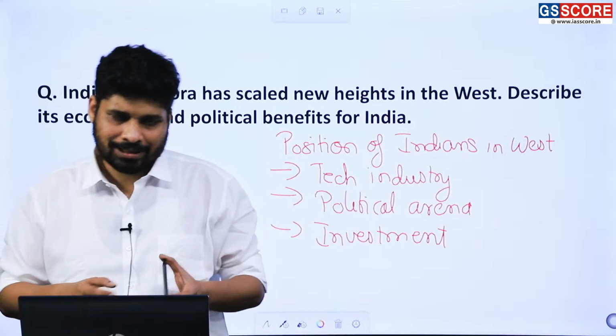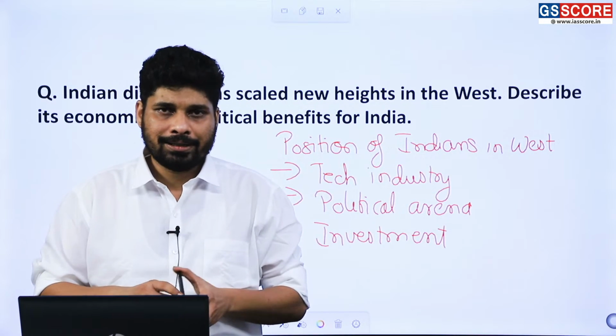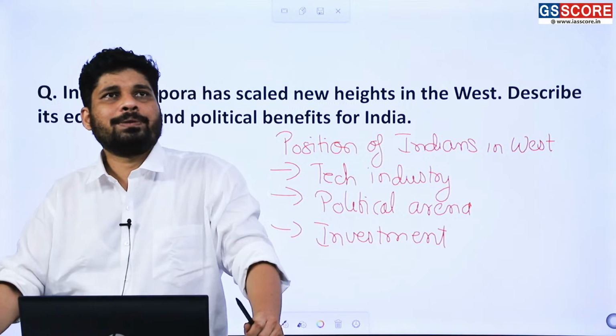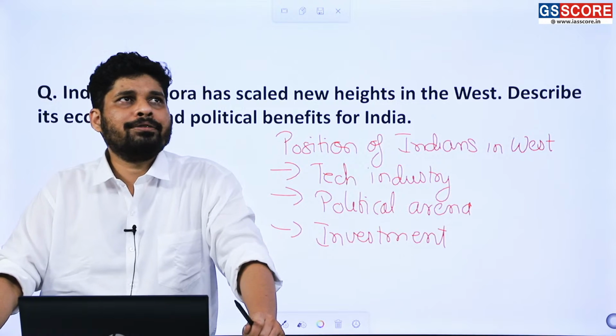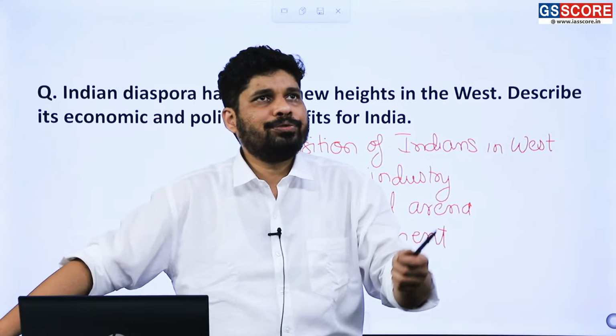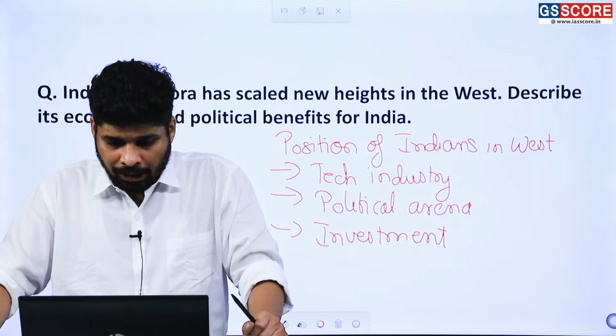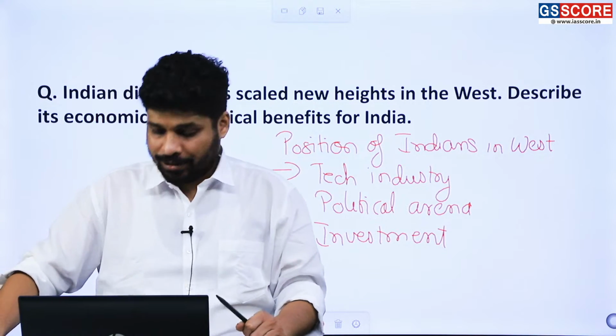Ajay Banga is the best example. He is basically the chairman of World Bank. With respect to investors, you can mention the name of Vinod Khosla, who is chairperson of Sun Microsystems.